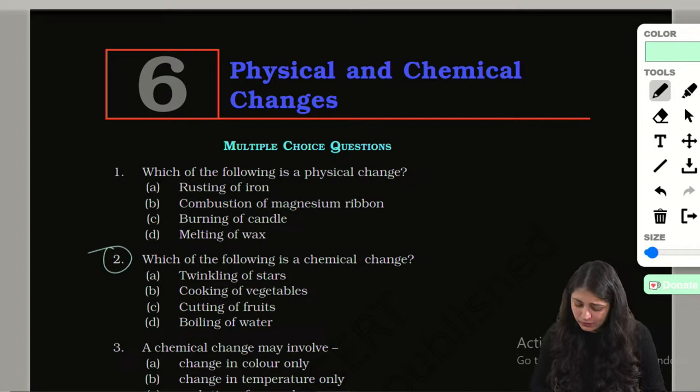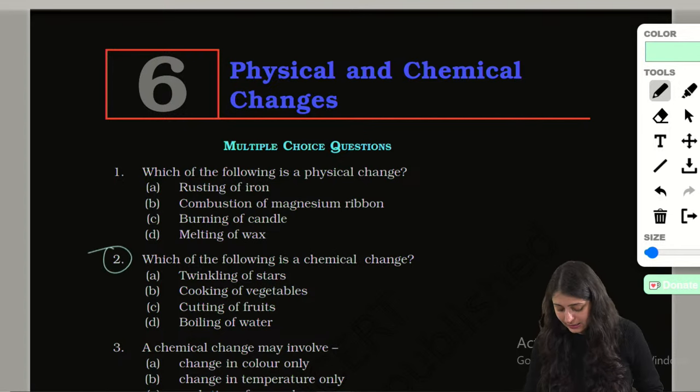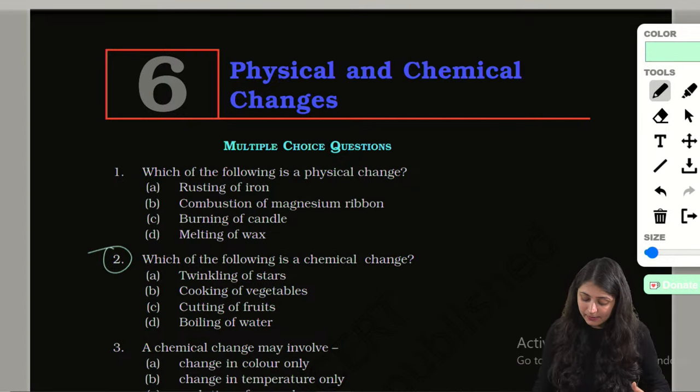क्वेश्चन नंबर टू, विच ऑफ द फॉलोइंग इज अ केमिकल चेंज? नाउ आउट ऑफ ऑल दीज, ट्विंकलिंग ऑफ स्टार्स, कुकिंग ऑफ वेजिटेबल्स, कटिंग ऑफ फ्रूट्स, बॉइलिंग ऑफ वॉटर, आपको बताना है इन सब में से केमिकल चेंज, दैट मीन्स अ न्यू सब्सटेंस नीड्स टू बी फॉर्म्ड.